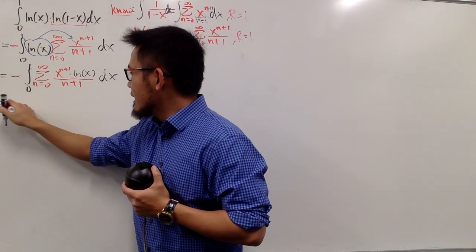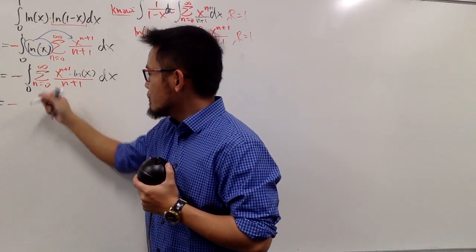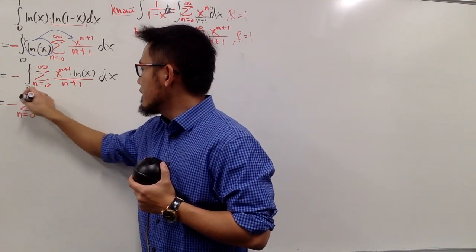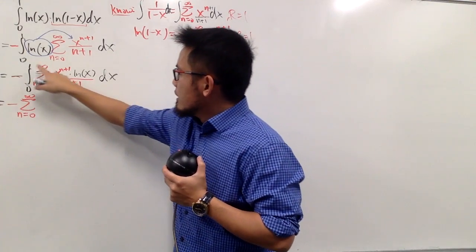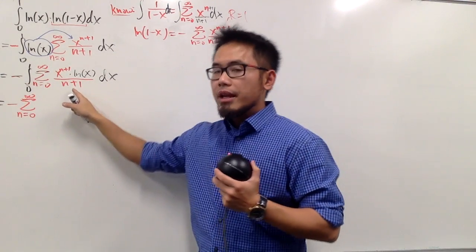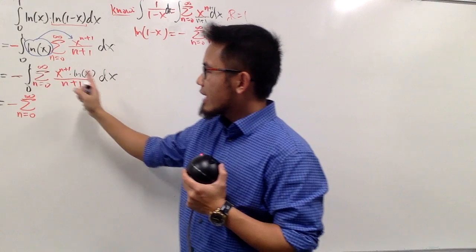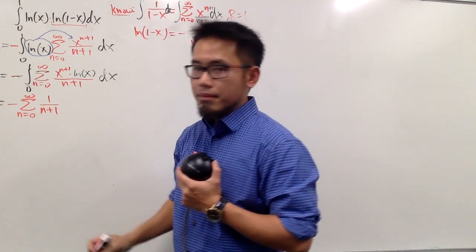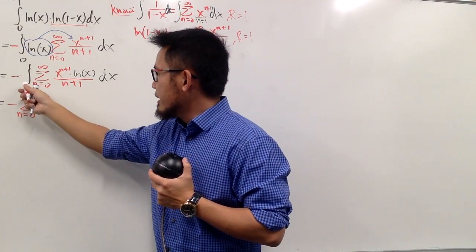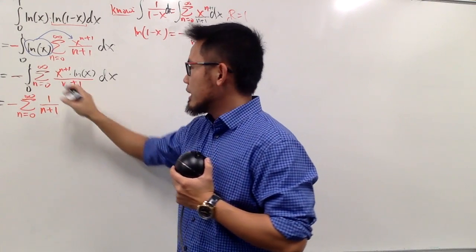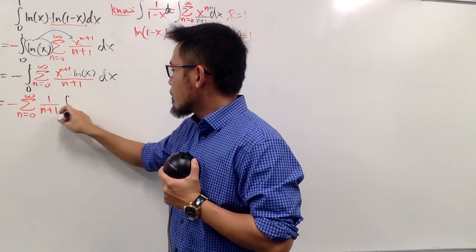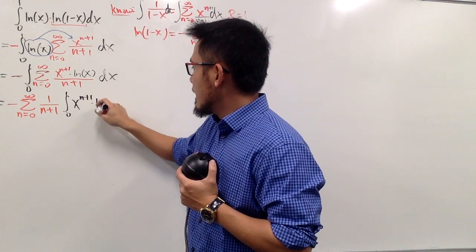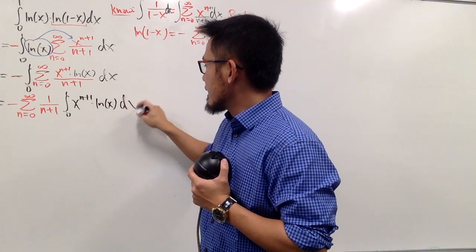And let me just write down the work for you guys. First of all, I still have the negative right here. And then I will do the summation right here now, and then n goes from 0 to infinity. And you see, for the integral, n is just like a constant. And I'm going to take that out first of the integration sign. So let me write down the 1 over n plus 1. All in all, I just want to focus on the integral of this times that and dx. So let me put that down right here for you guys. Integral from 0 to 1, x to the n plus 1 times ln x dx, like this.